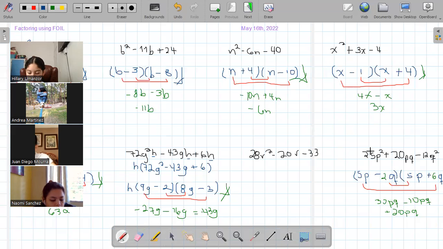What would be the first step in factoring? Try to find if there's a GCF. Very good. Try to see if there's a GCF. Is there any GCF in there? No. So step 2, what would be step 2?